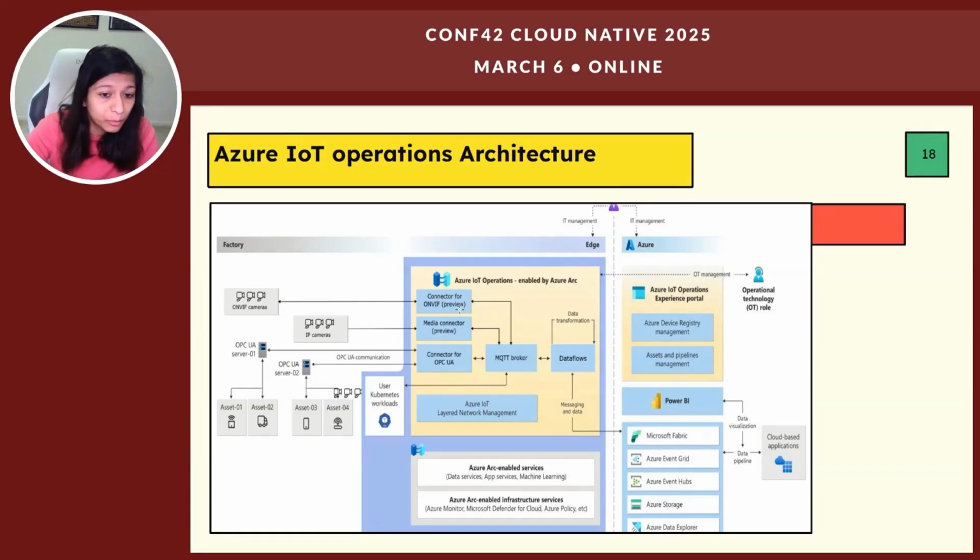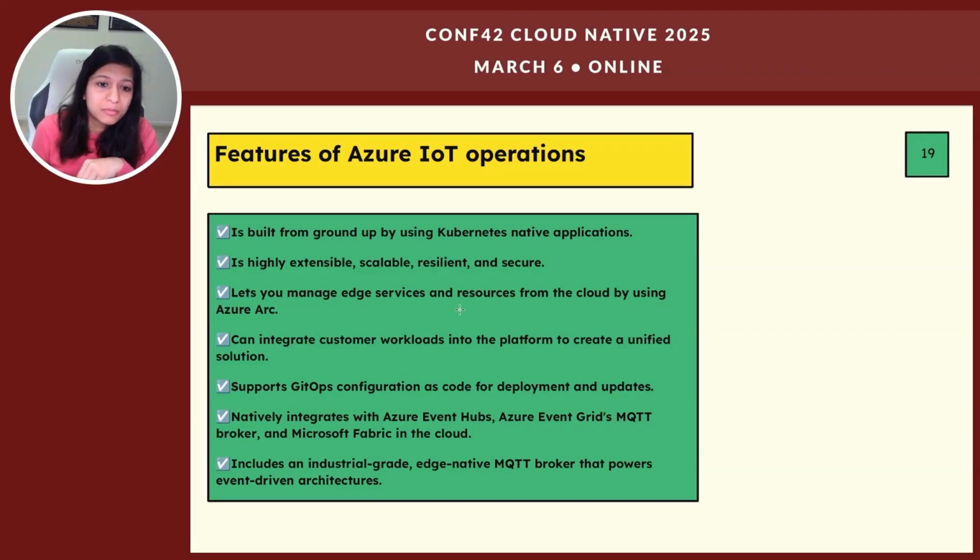This is actually getting deployed in industries today. And the main features of it are that it's built using Kubernetes-native applications, which is what we talked about. We are seeing that live in action. It's highly scalable, resilient, as well as extensible, and makes it all secure from end to end. Also, it lets you manage edge services and resources from the cloud, as I talked about, using Azure Arc. And it can integrate the customer workloads into a platform to create a unified solution. It also supports GitOps, making it easy for deployment and rolling updates.